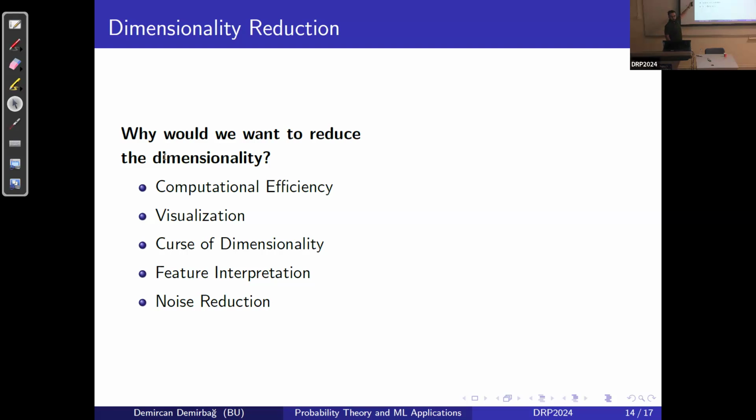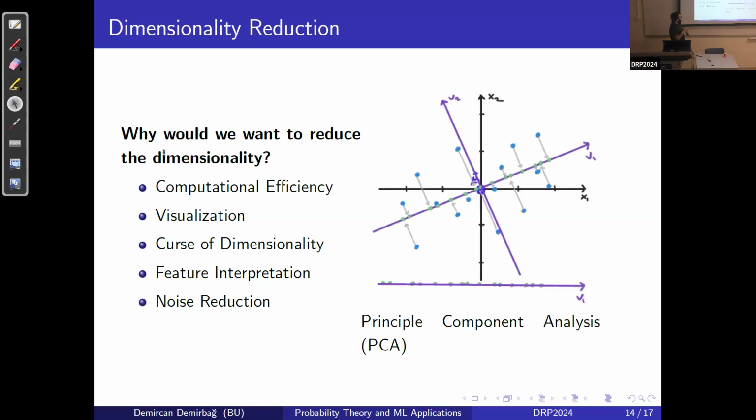Another reason could be visualization. I am going to show you a visualization example, so we are going to see this. Another reason is the curse of dimensionality. Basically, as your input dimension increases, your machine tends to learn wrong connections between the features. And another benefit is feature interpretation and noise reduction. I'm out of time. I need to be faster.